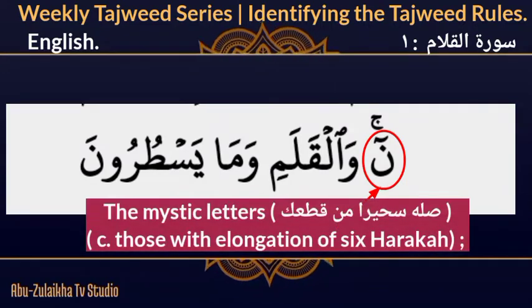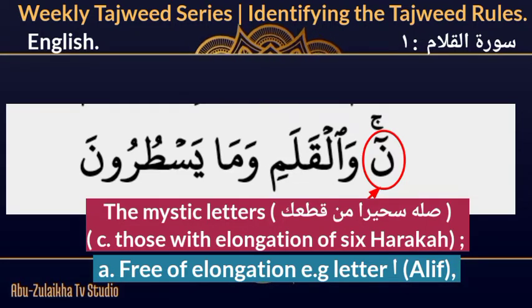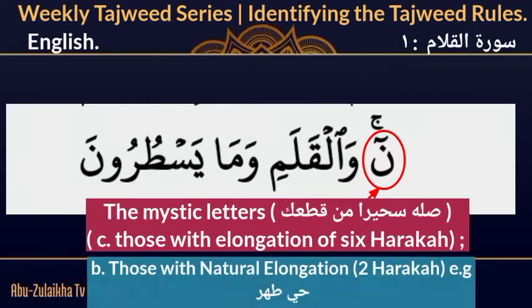We have the one that is completely free of elongation, which is the letter Alif, that is, it does not have elongation at all. Letter Alif is the only letter in this group. And then we have those that have the elongation of 2 harakat, which are 5 in number: letter Ha, letter Ya, letter Ta, Ha, and then letter Ra. So these 5 letters have the elongation of 2 harakat, that is the duration of 1 second.